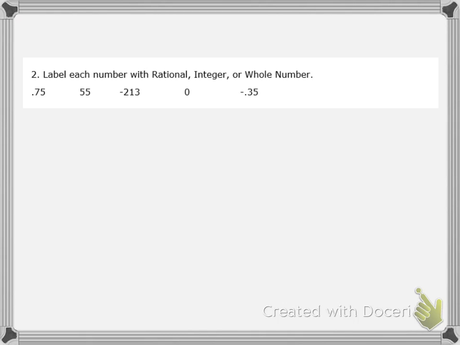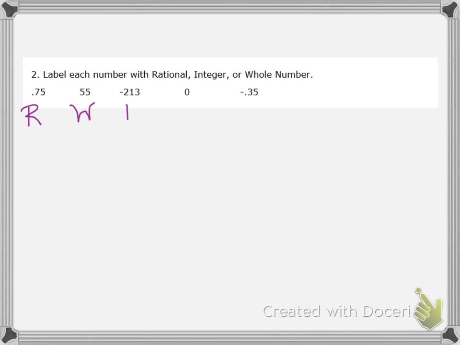Alright, number 2 says label each number with rational, integer, or whole number. So remember when we're labeling these and giving them names, we want to give them the most specific name that we could possibly give them. Okay, so the first one is 75 hundredths, so that would be rational because it is a decimal. 55 would be a whole number. Remember, we push it all the way into the middle of our circle. If it's a whole number, it's also an integer and it's also rational.